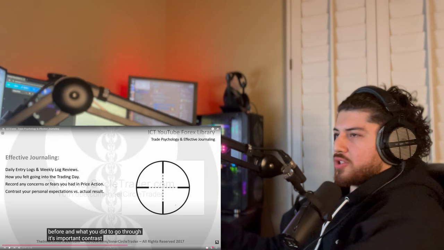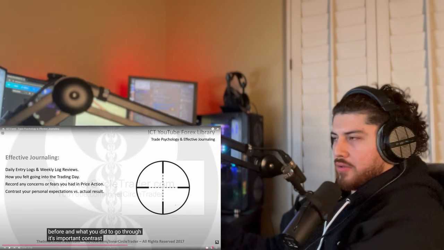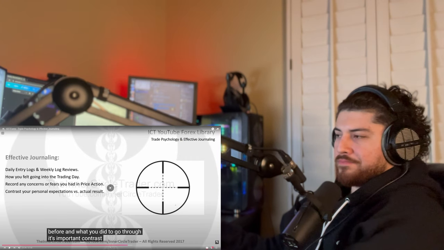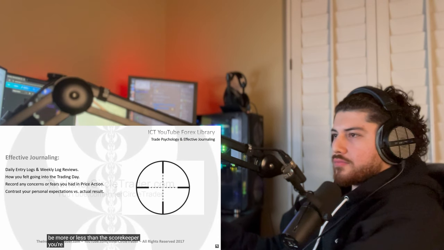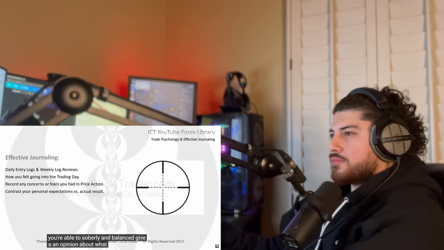So same thing, not just going into the trading day, but also how you feel while in the trade as well. Track your personal expectations of what you thought was going to happen in the marketplace and how you're going to do versus the actual result. This is for you to be more or less the scorekeeper. You're able to soberly and in a balanced way give an opinion about what you did in terms of your analysis going into the day or the week, and what actually happened.